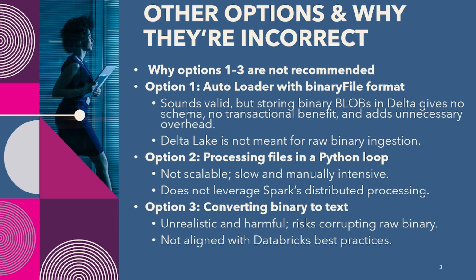So let's walk through them one by one in a natural flow. Option 1 is autoloader with the binary file format. Now at first glance, this sounds reasonable. Autoloader is great. It handles incremental files, it's scalable, it's fault tolerant. It seems like the perfect choice for almost any ingestion workload. But here's the thing. Loading binary files into Delta Lake isn't actually recommended. There's no real benefit. You can't enforce schema. You can't do operations like updates, deletes, or merges on the binary content. You end up storing large blobs inside Delta, adding overhead without gaining anything meaningful. So autoloader isn't the direction Databricks wants you to go for this scenario.